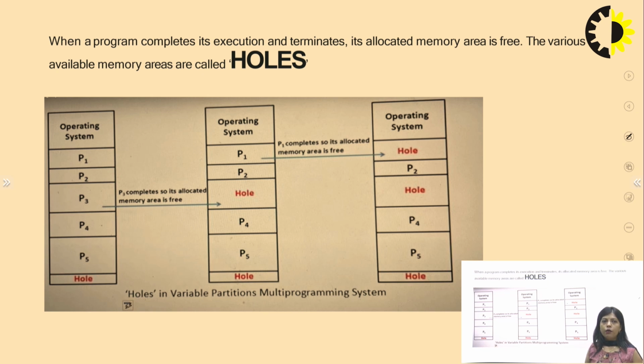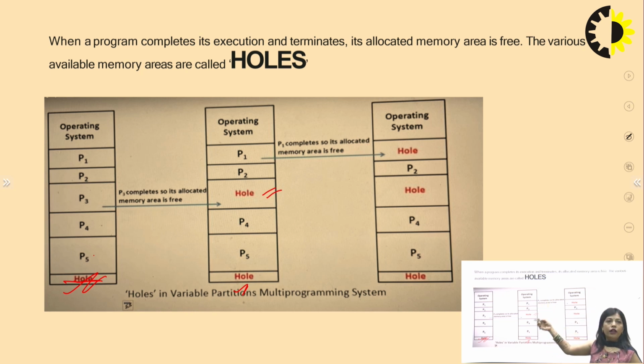There is also a concept of holes. When a program completes execution and terminates, its allocated memory area is freed. The available memory areas are called holes. For example, here these are the processes P1, P2, P3, P4 and P5, and at the end this is the empty space which is called a hole. In the second case, P3 completes its execution, so its memory area is free.